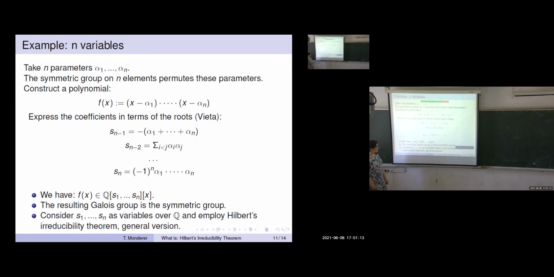So I can look at the field of rational functions or the ring of polynomials with variables S1 to Sn. So I suddenly look at this S1 to Sn like variables. And this is a polynomial with coefficients in the rationals in S1 to Sn and x. So we have a polynomial, right? They gave you a polynomial, and we have its roots, and we have a group that acts on these roots.